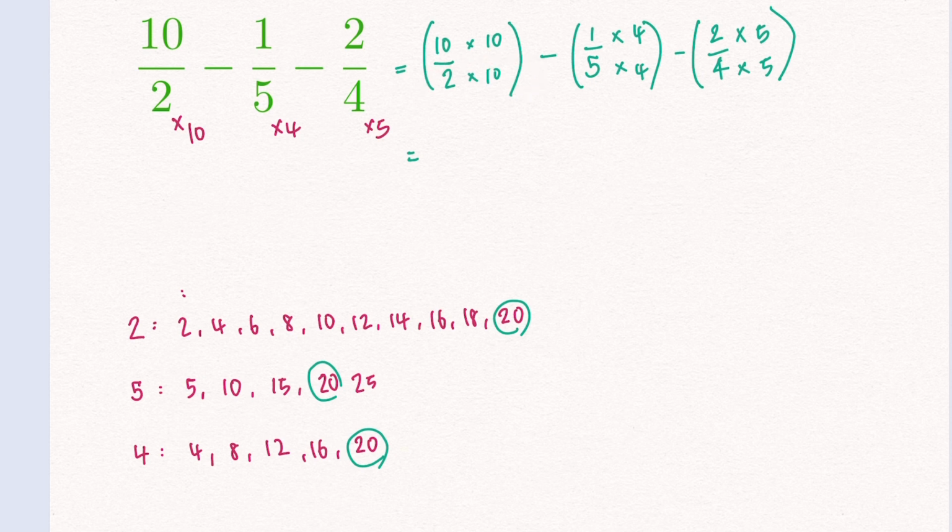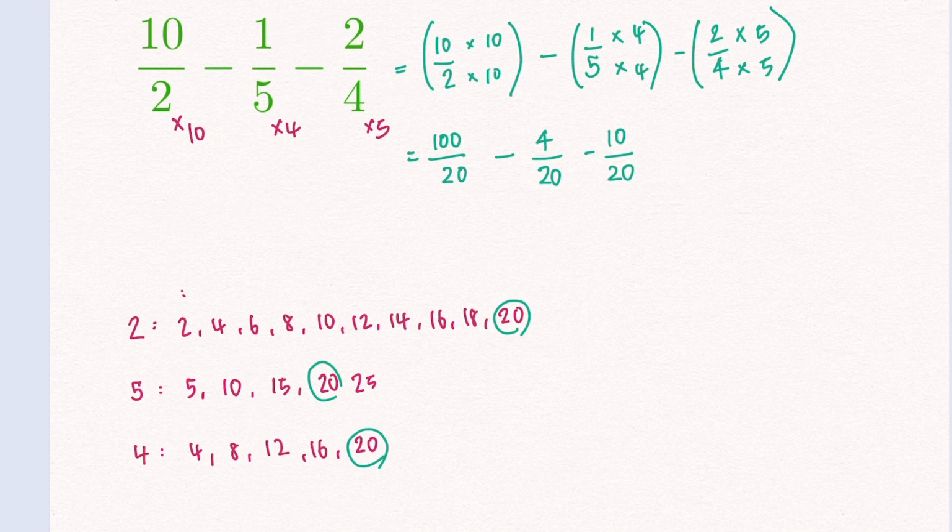We know that the bottom will all become 20, so let's calculate the top. 10 times 10 is 100 over 20. 1 times 4 is 4, so 4 over 20. Lastly, 2 times 5 is 10, so 10 over 20.